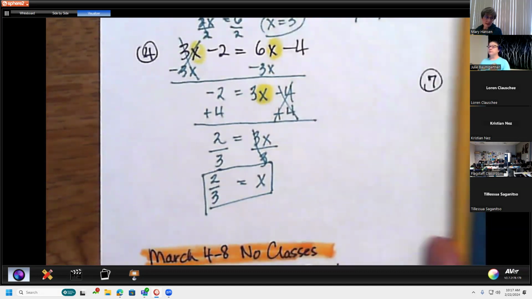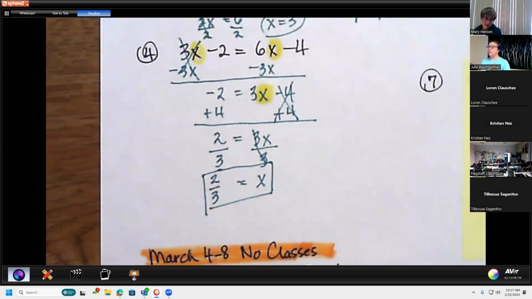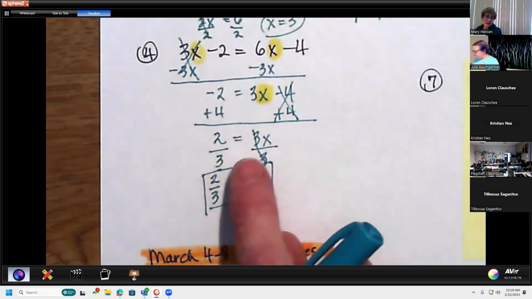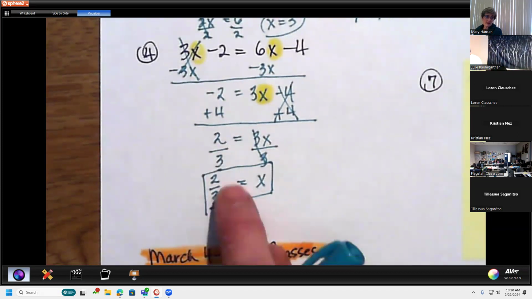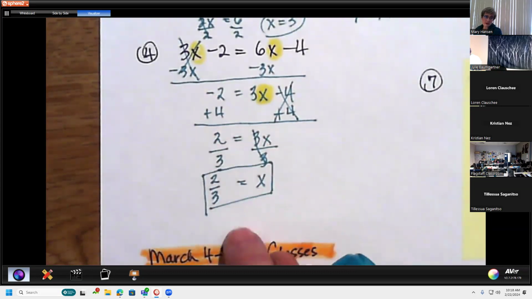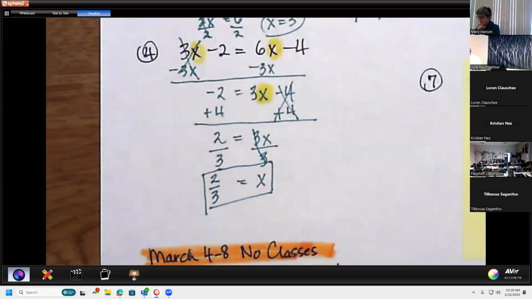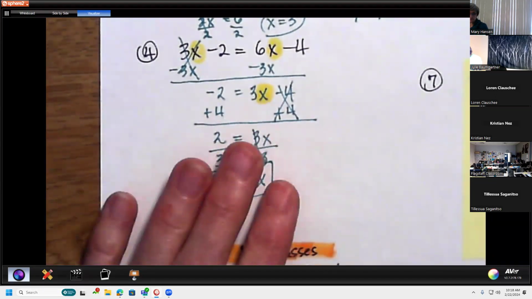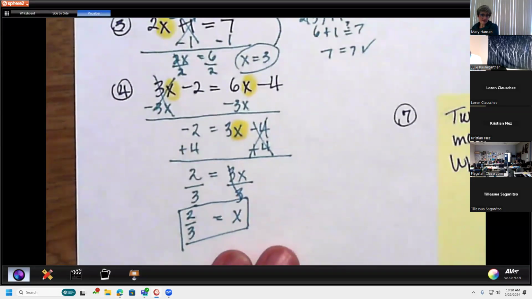So it is possible to get answers that are fractions. Since we left our division till the end, we didn't get our fraction until the very end. If we had divided up here, we would have been working with fractions all the way through the rest of the problem. So it's a lot friendlier to wait for that division.